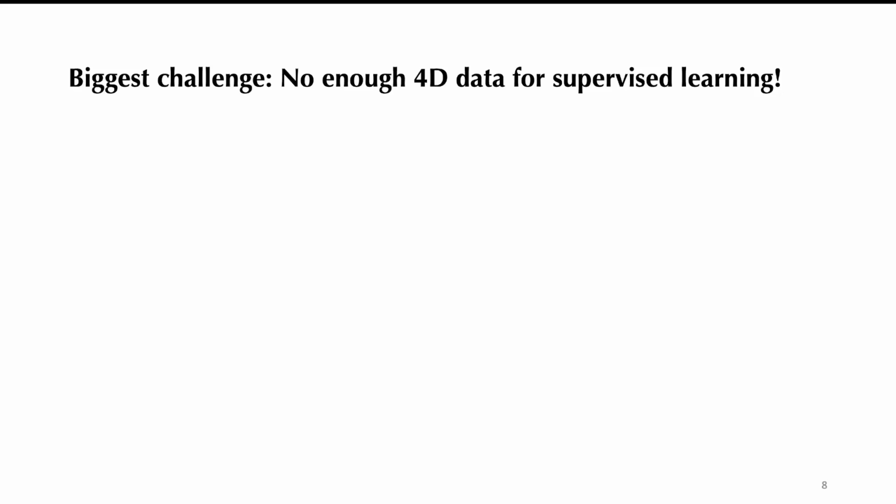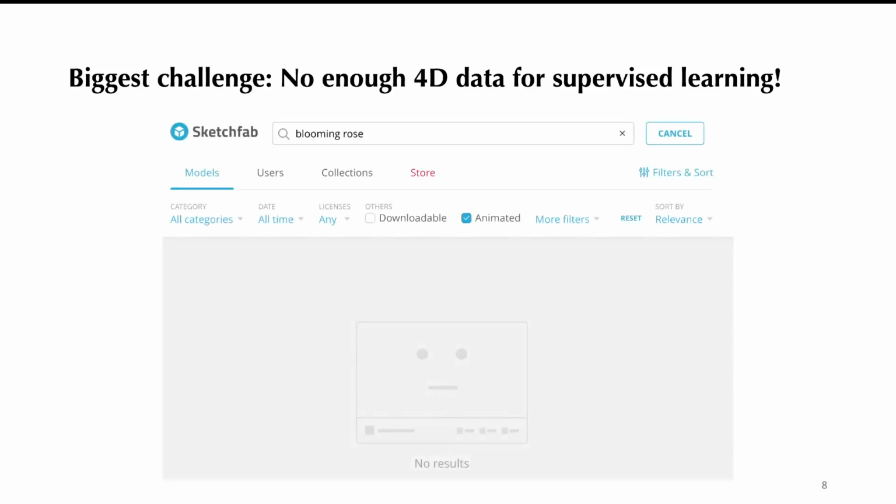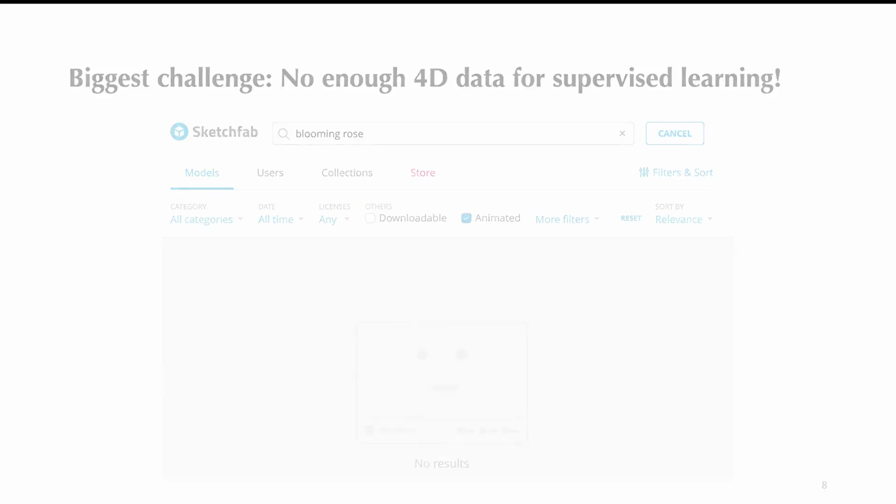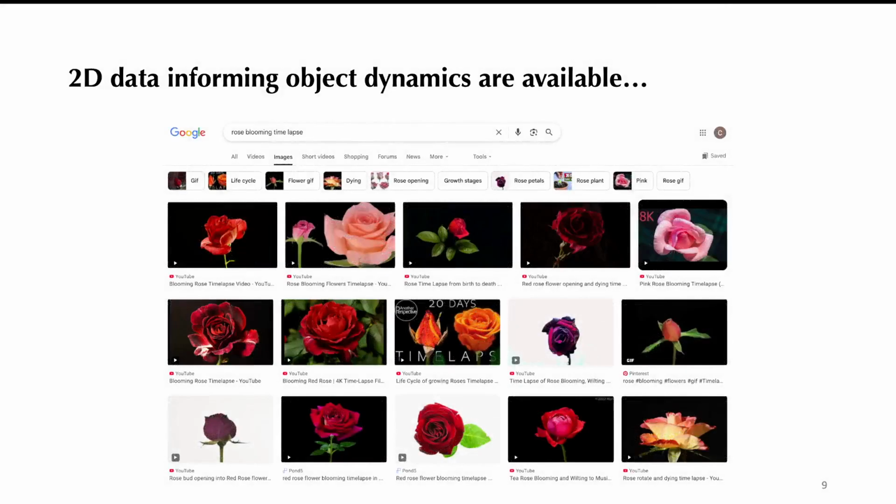Why? The 4D data for the supervised learning of this task is extremely rare. For example, if you search for a blooming rose in a large database of 3D models, it will return no results at all. Despite the lack of 4D supervision data, the internet contains abundant 2D knowledge on object dynamics. If searching for a rose blooming time-lapse, Google will return nearly 1 million results on this.